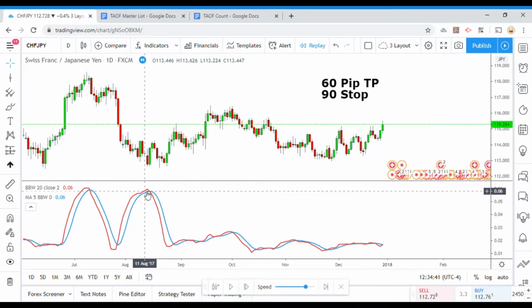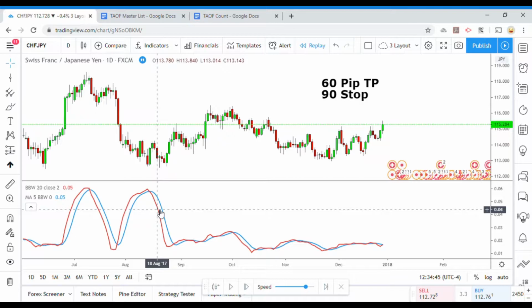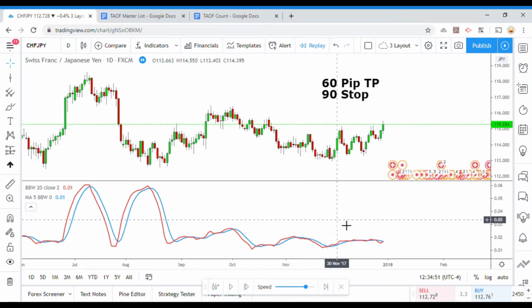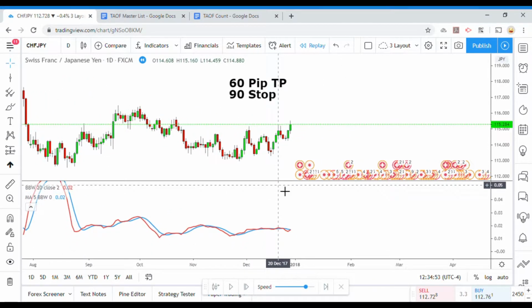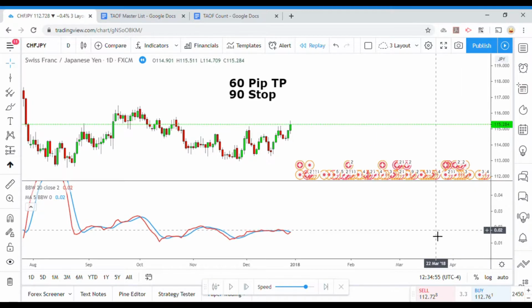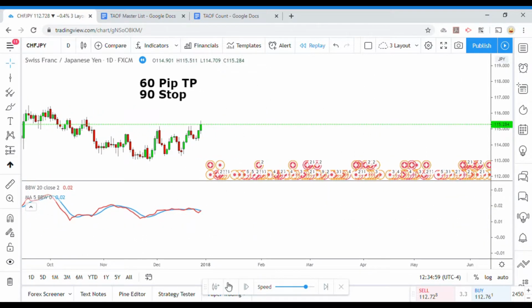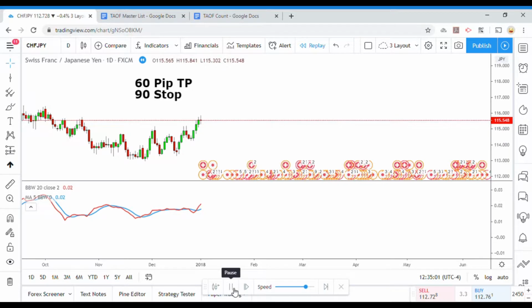So in this instance, when the red line would cross below the blue line, that is a sell signal. When the red line crosses up above the blue line, that is a buy signal. That's how we will be testing it today. So, with that being said, let's get on with the testing process here.